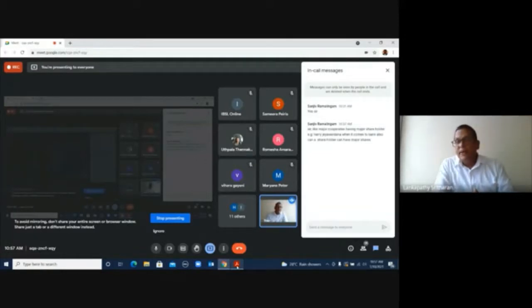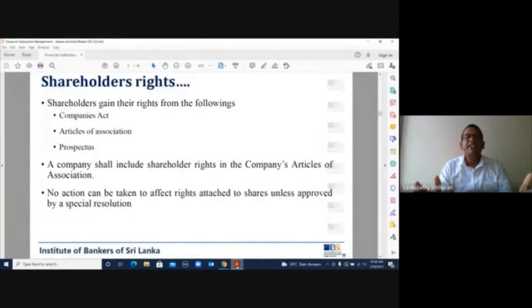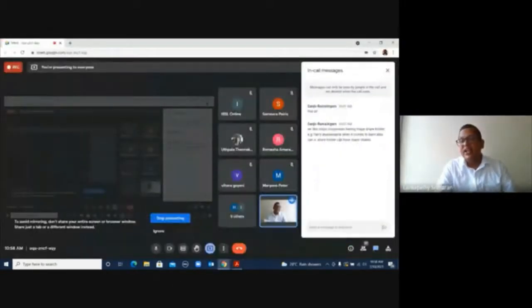Sir, major corporates have major shareholders, for example a person. When it comes to a bank, can a shareholder also hold major shares? Actually, he is simply asking that some corporates have a major shareholder, a person who holds a major shareholding, and he asked whether, when it comes to a bank, a shareholder can also be a major shareholder.